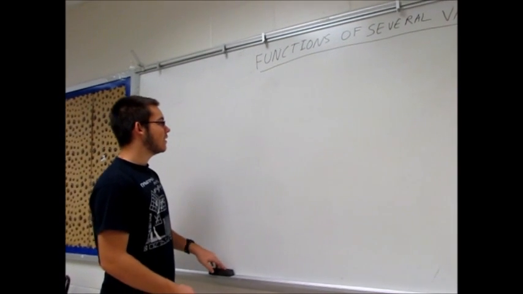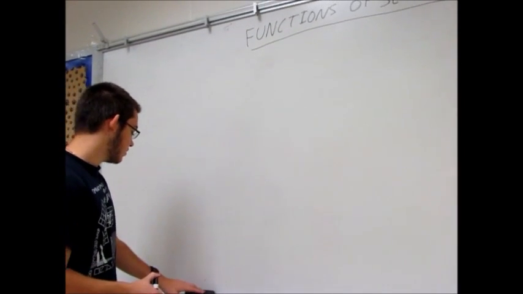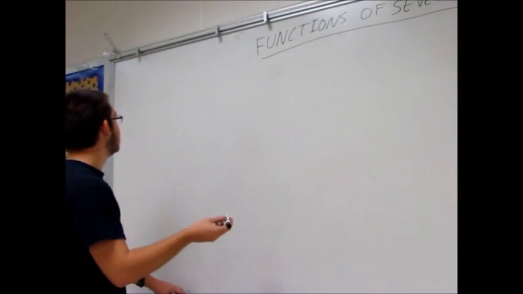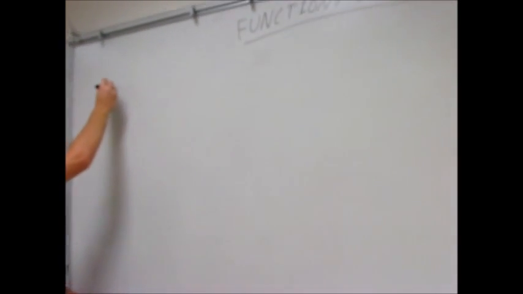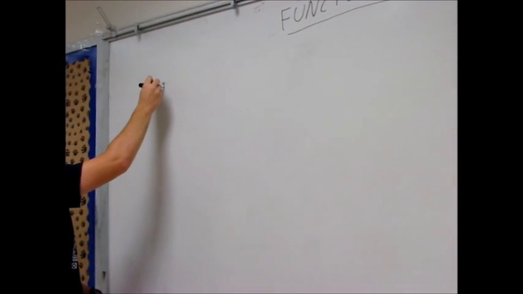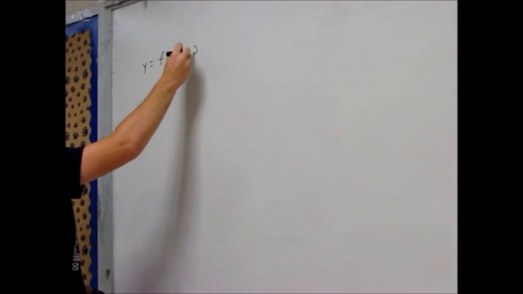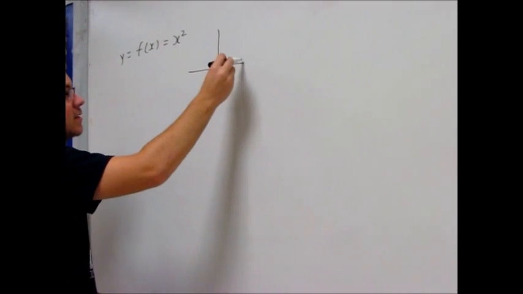A lot of Cal 3 is based on multivariable calculus, which is an analysis of functions of more than one variable. Previously we've been used to functions of a single variable, like f of x, for example, like y equals f of x, or f of x equals x squared, something like that, which you can graph pretty easily.